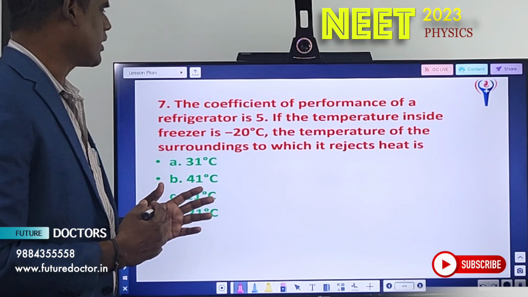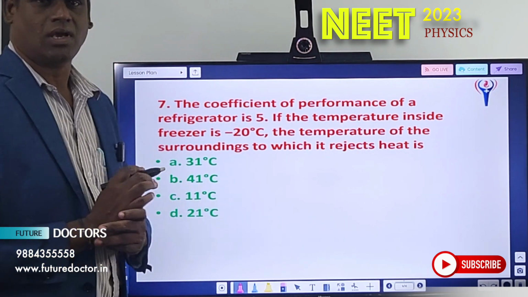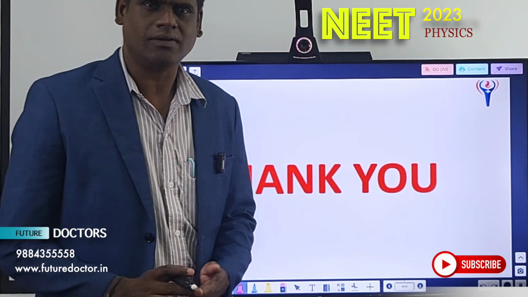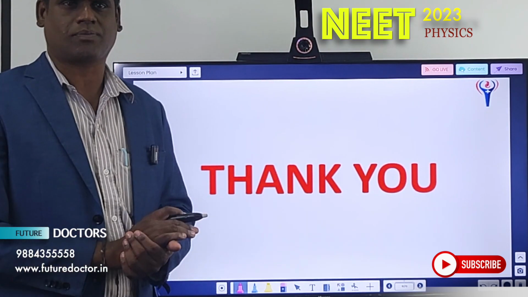By knowing the formula for coefficient of performance with respect to the temperature, you are able to find the solution for this question. Next session, we will solve the solution for this. Before that, you try to work out the problem and be ready.